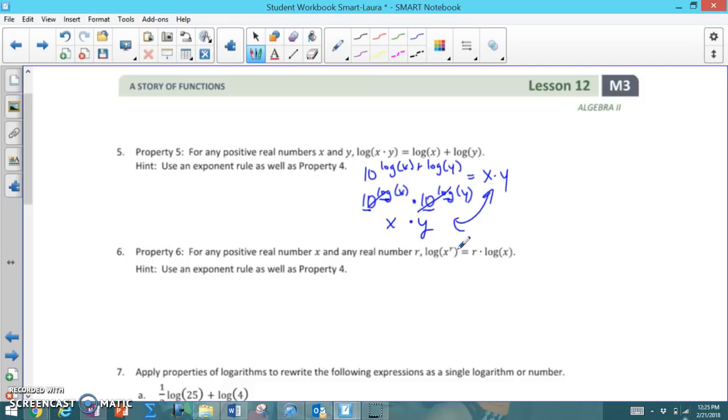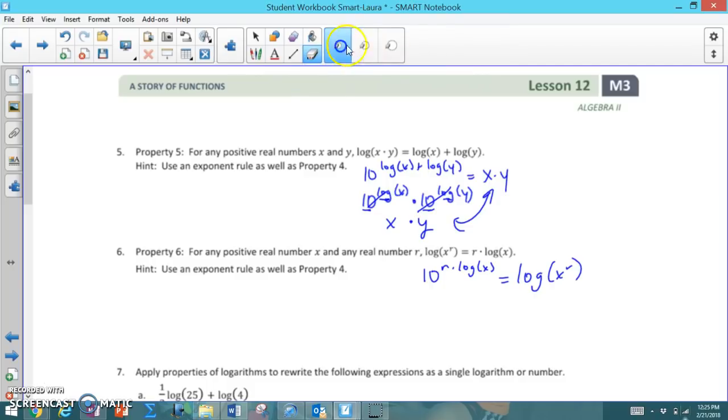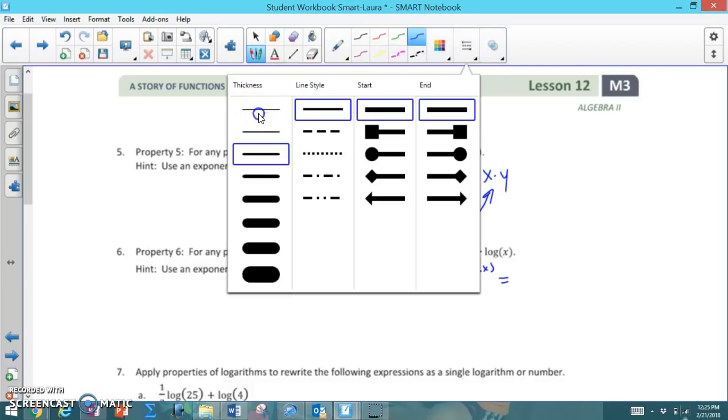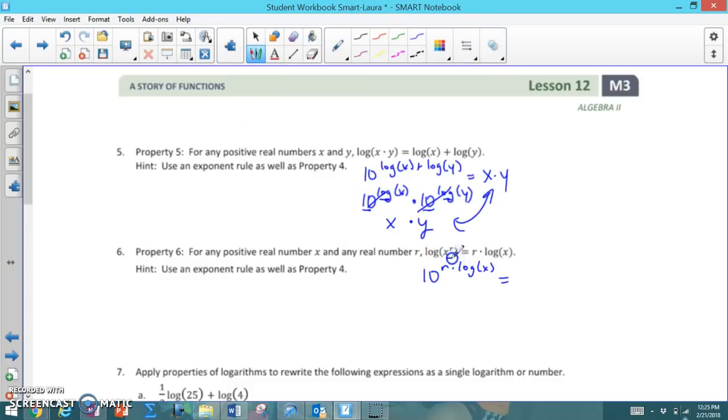When I look at the next one, same idea. If I take it and rewrite it in exponential form, I would have base 10 to the r times log of x equals log of x to the r. Oh, no, that's not true. Sorry about that. It's just equal to the x times r, or x to the r. So it's just equal to what we're taking the log of, x to the r.